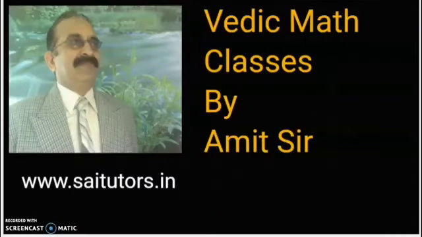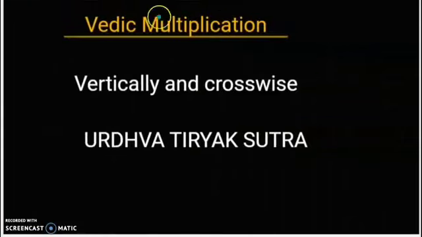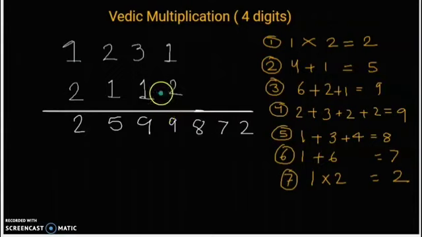Welcome to my Vedic Maths class. In today's class, I will discuss Vedic multiplication vertically and crosswise, where I will discuss how to multiply 4-digit numbers. So here you can see we have 1231 to be multiplied by 2112.